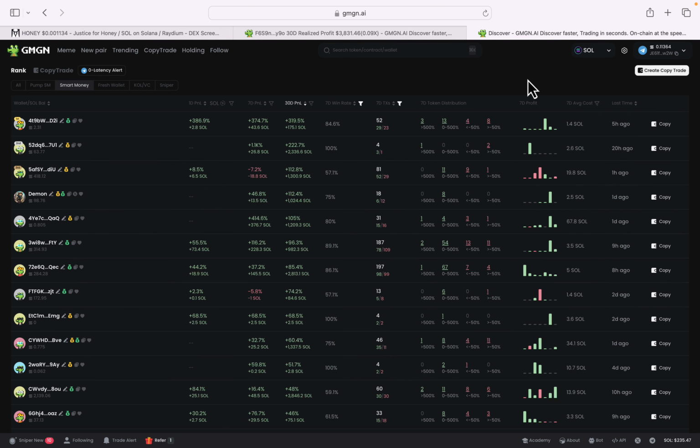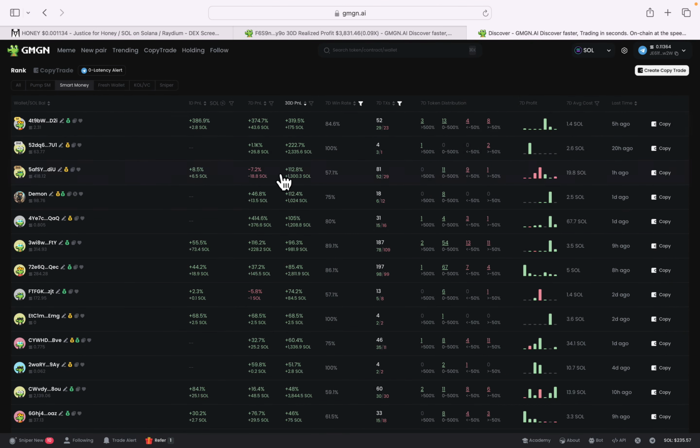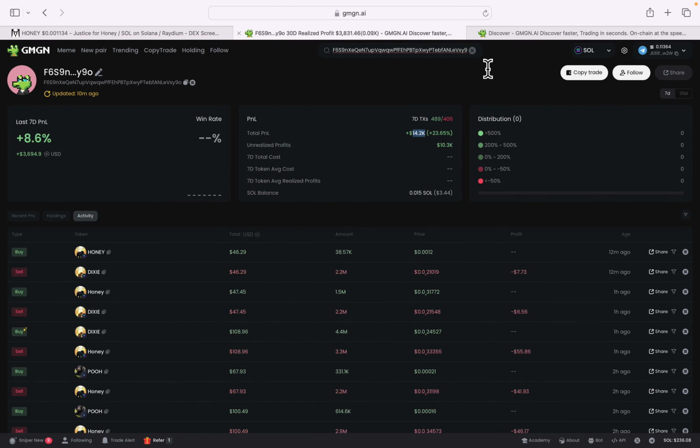If you want to actually copy trade them, you can use a GMGN website. You can create a copy trade, and you can follow each one of these that you want. For example, let's say I want to follow this person. I have to click on copy trade, and it will automatically buy and sell based on his buy and sell actions.